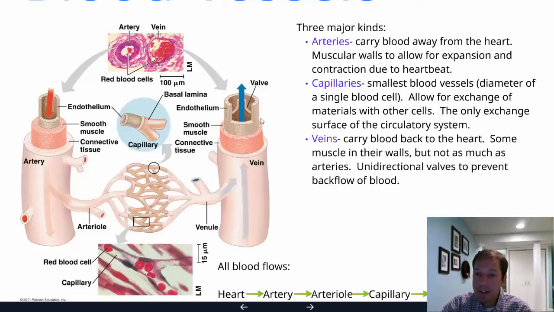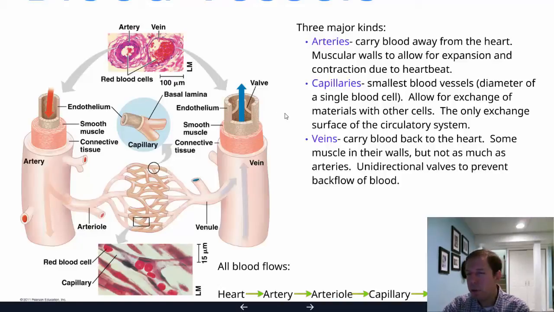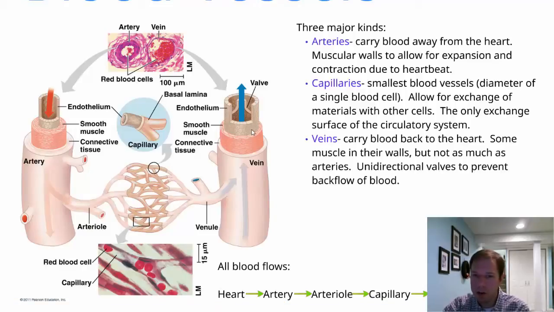Finally, we have veins, and something is defined as a vein if it carries blood back to the heart. They are usually carrying deoxygenated blood that has already delivered nutrients to tissues, but remember also that the pulmonary vein brings oxygenated blood back to the heart, so that would be the exception. They have some muscle, but not as much as arteries, so they have thinner walls than arteries, but certainly much thicker than capillaries.